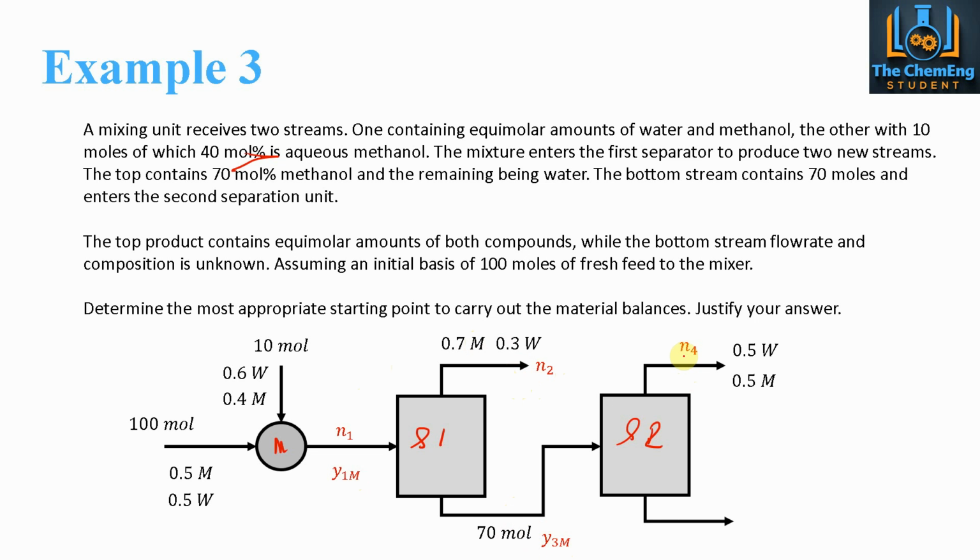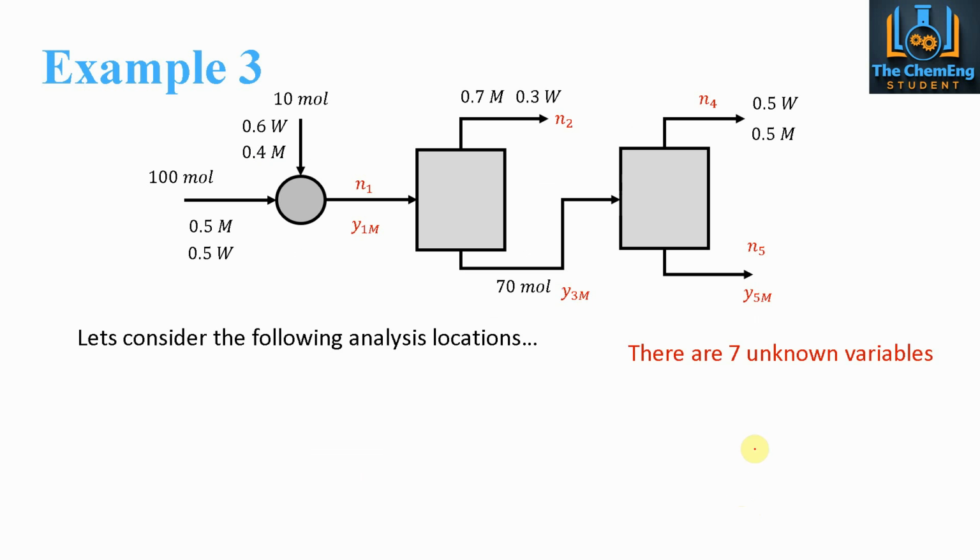We don't know the flow rate of the top product from the second separation unit. So that's our fifth. We don't know the flow rate of the bottom product, that's our sixth. And we don't know the composition of the bottom product from the second unit. So that tells us that we now have 7 unknown variables. Now we need to consider the following locations to carry out degree of freedom analysis. So we need to do the overall balance. So that's us looking at the entire system and asking ourselves what comes into the system and what leaves the system.